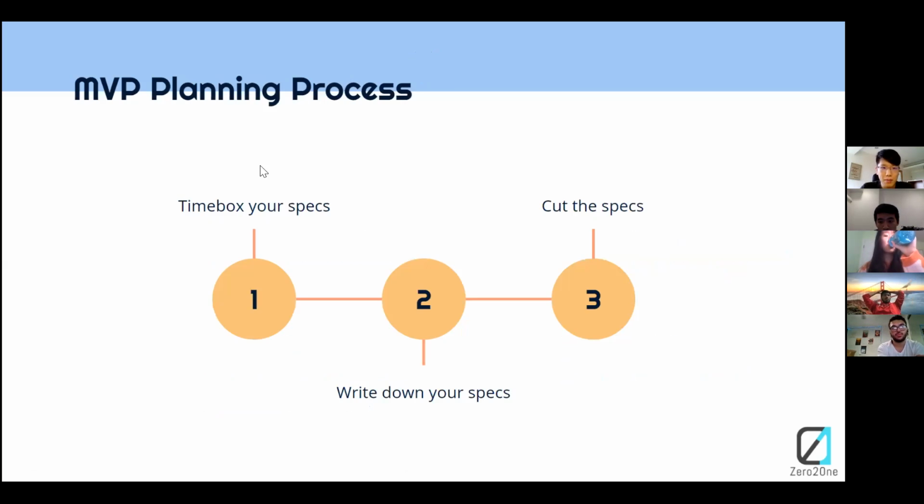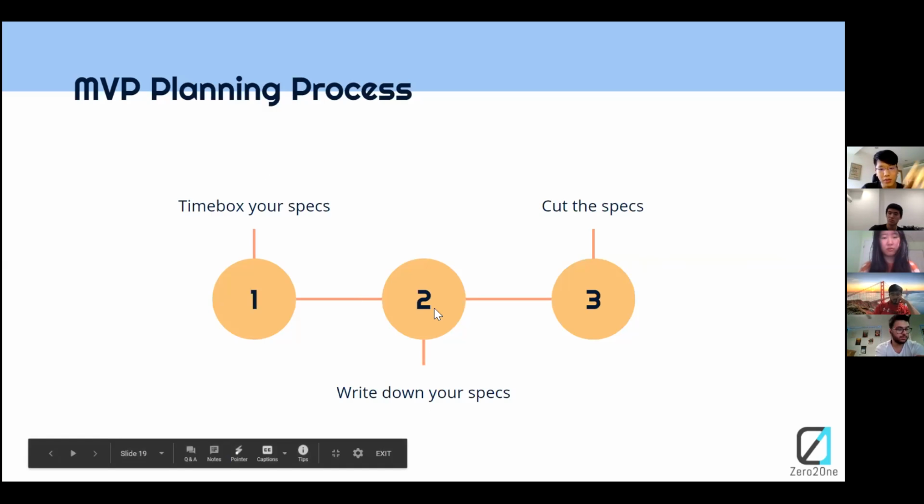So it's very important when you're planning your MVP that you first time box your specs. How much time are you planning to spend on building this MVP? Let's say you time box a month of your time, you want to finish the work before the end of this month.